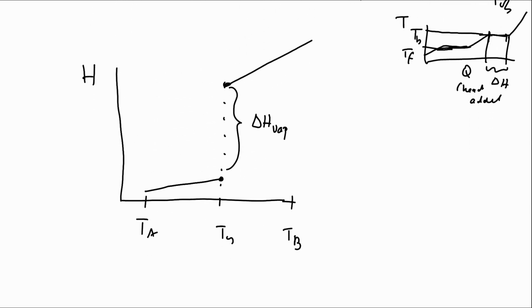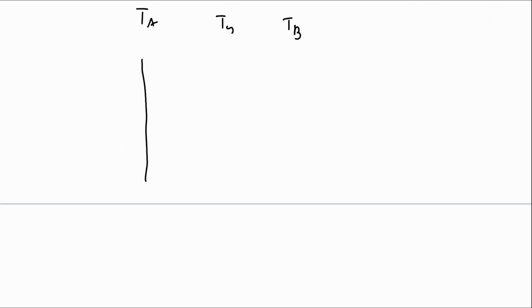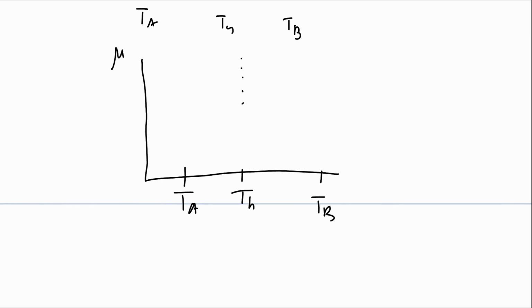Now, you don't want to get lulled into a false sense of security. Say, oh yeah, just draw a graph like that and you'll be fine. We can now do the next thing, which is a chemical potential. So I have a chemical potential, let's say of liquid, and I increase the temperature. What happens to the chemical potential?